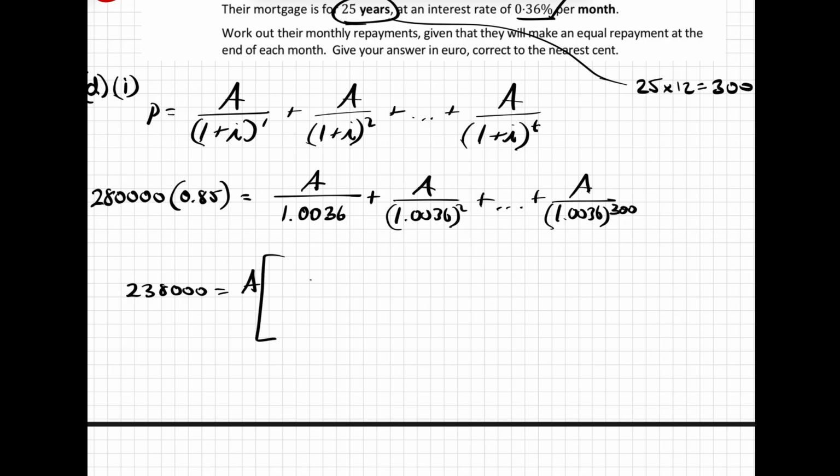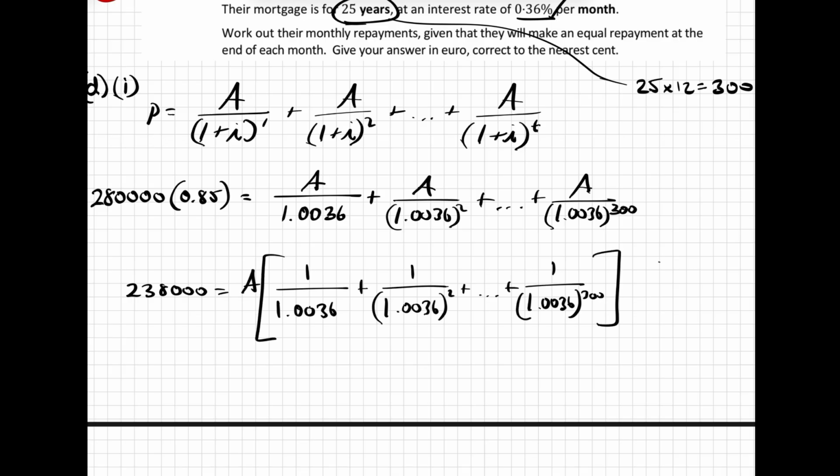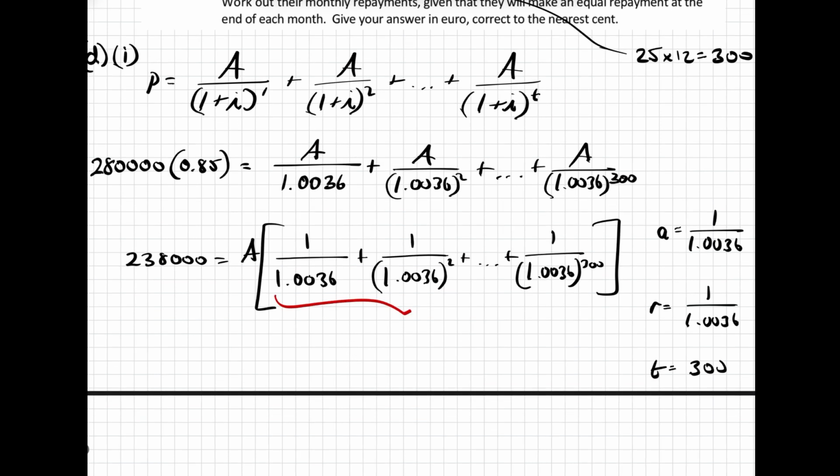Factorize out the a. So we get down to a is this value, our small a. Too many a's here. R is this value and our t is 300. So we're ready to use our sum of a geometric sequence again.